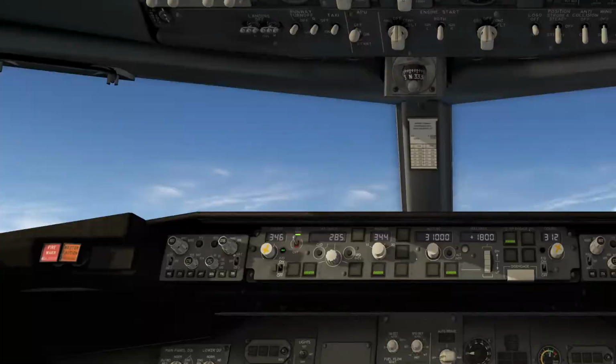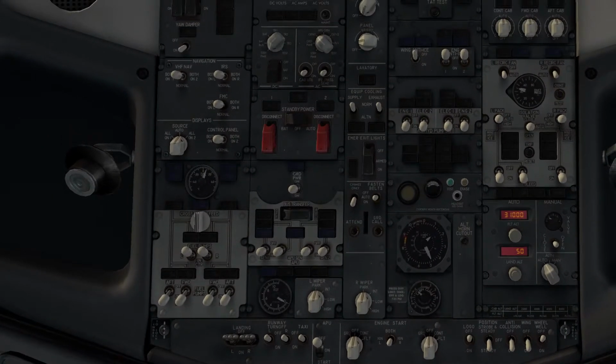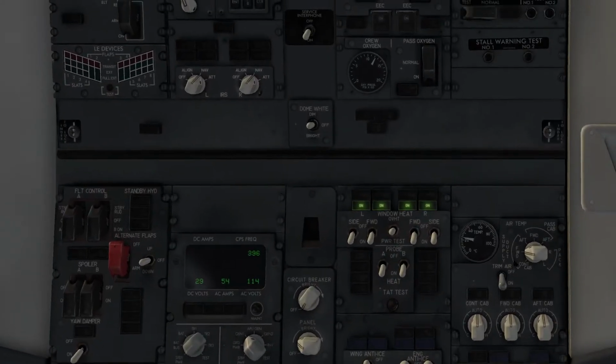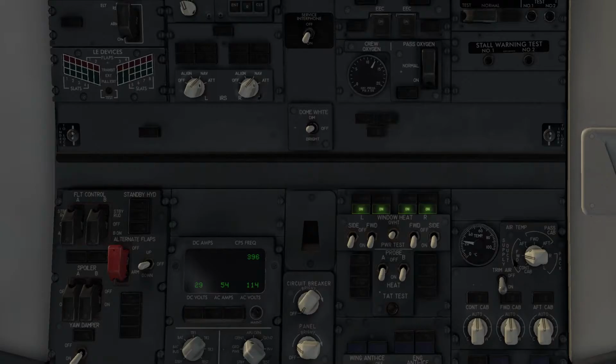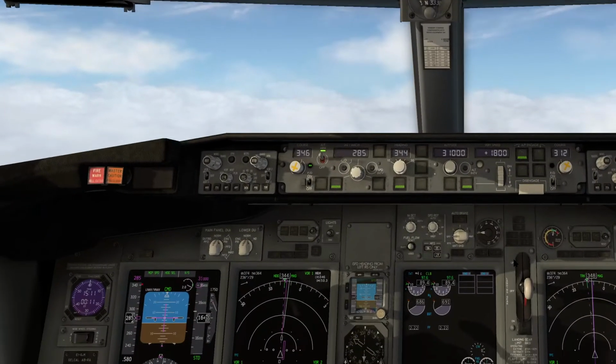Looks at the cabin altitude, nicely increasing. The APU leader can come off. Window heater on. It's okay.